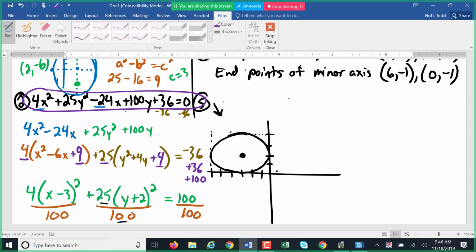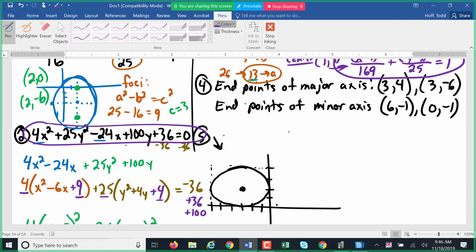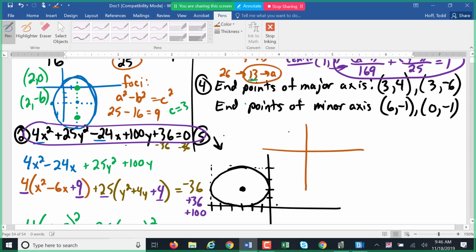So number 4 is going to be similar. We have endpoints for the semi-major axis, or for the major axis, are at 3, 4, and 3, -6. The endpoints for the minor axis are at 6, -1, and 0, -1.